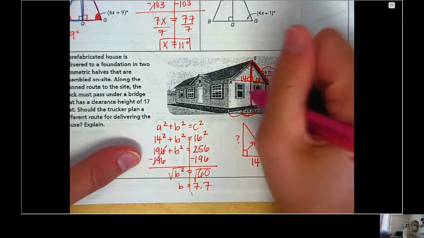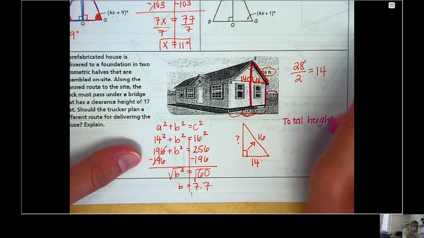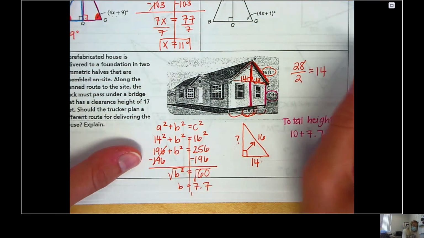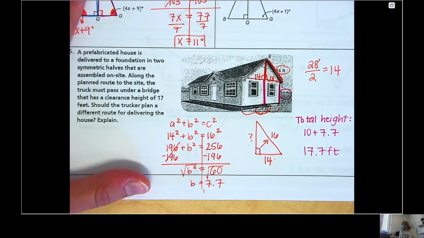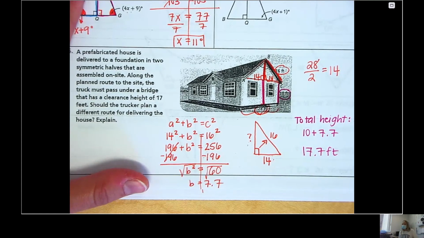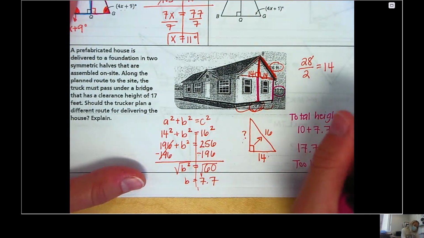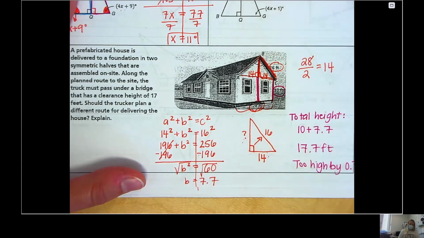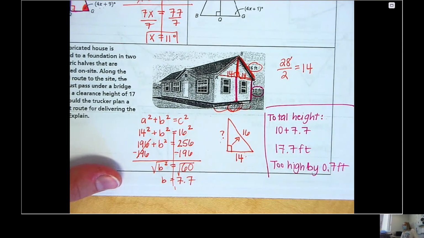My other height is 10 feet. What is my total height? 17.7, right? It's the 10 plus the 7.7. It's 17.7 feet. So, should this person take the planned route? Are they going to pass under the bridge? No, they are not going to make it across the bridge, so they have to find a different route. So I am too high by 0.7 feet. Too high. So they should take a different route.